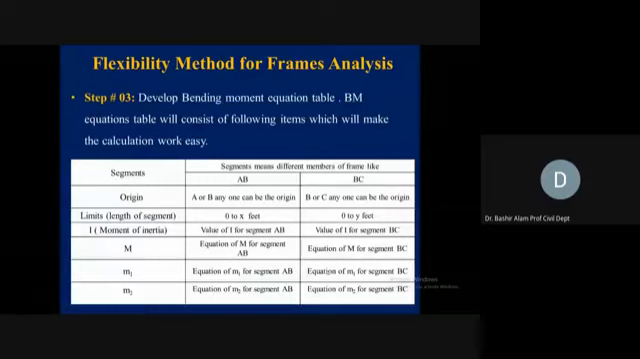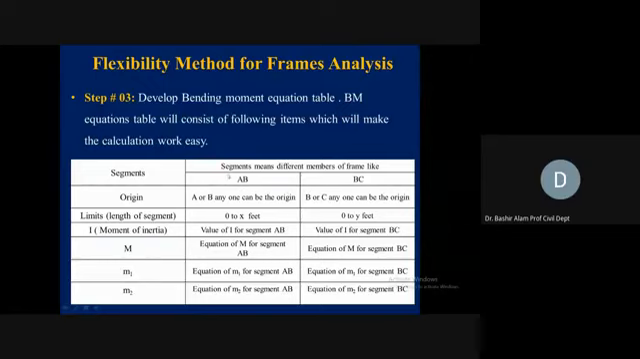Then step number 3, develop the bending moment equation table. You need to write the bending moment equations. This table will consist of the following items, which will make the calculations easy. In the first column, you will show the segment, then origin, limits, that is the length of the segment where the equation is applicable, the moment of inertia for that particular section, capital M, which comes from the actual load application, small m1 from the application of the unit load corresponding to AR1, then m2 corresponding to AR2.